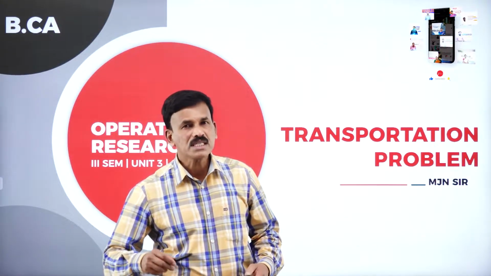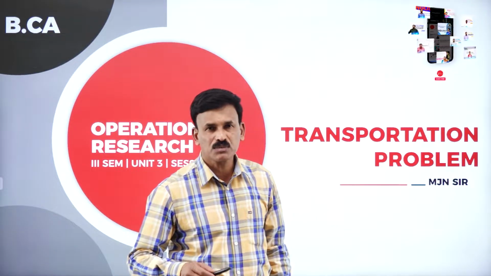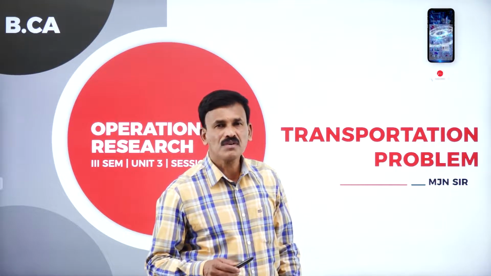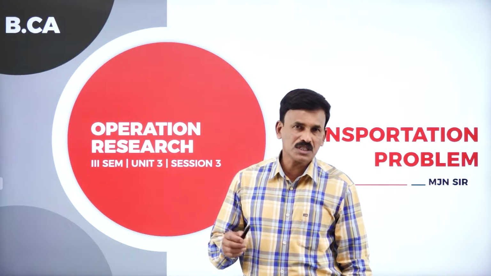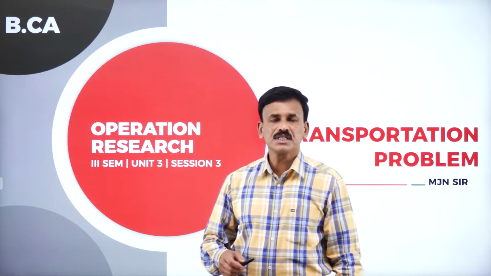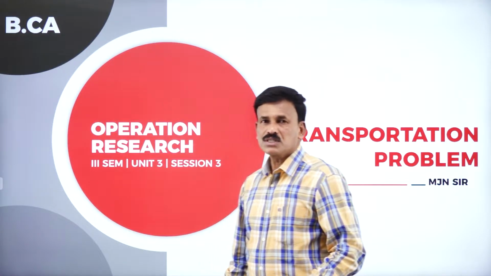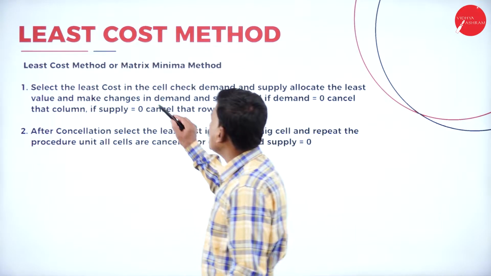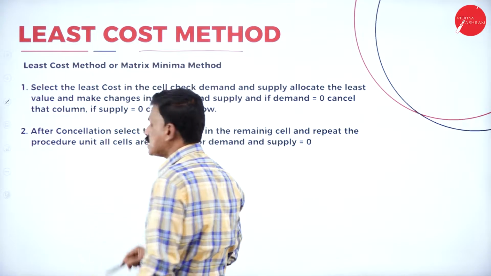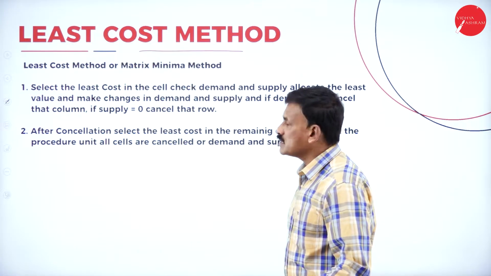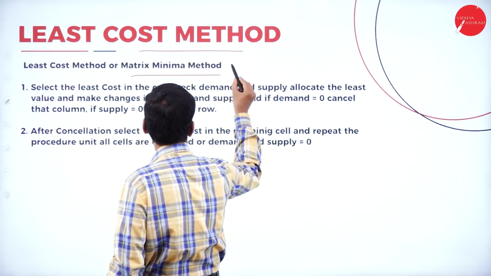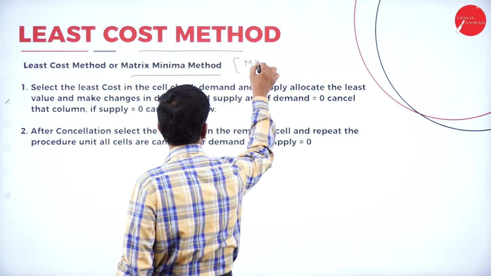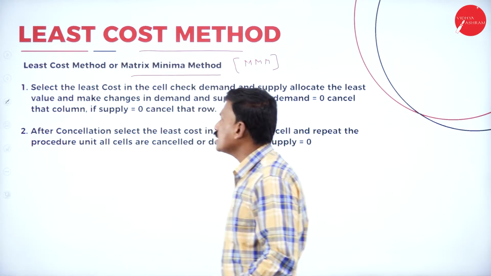Now, in my previous class, we have discussed the transportation problems in the northwest corner method. So, how to solve the problems using the northwest quadrant method, you have an idea. Now, in this session, I am going to discuss a very important concept called the least cost method. The name itself indicates verifying the least value. This is a very important method. The least cost method is also called the matrix minima method.